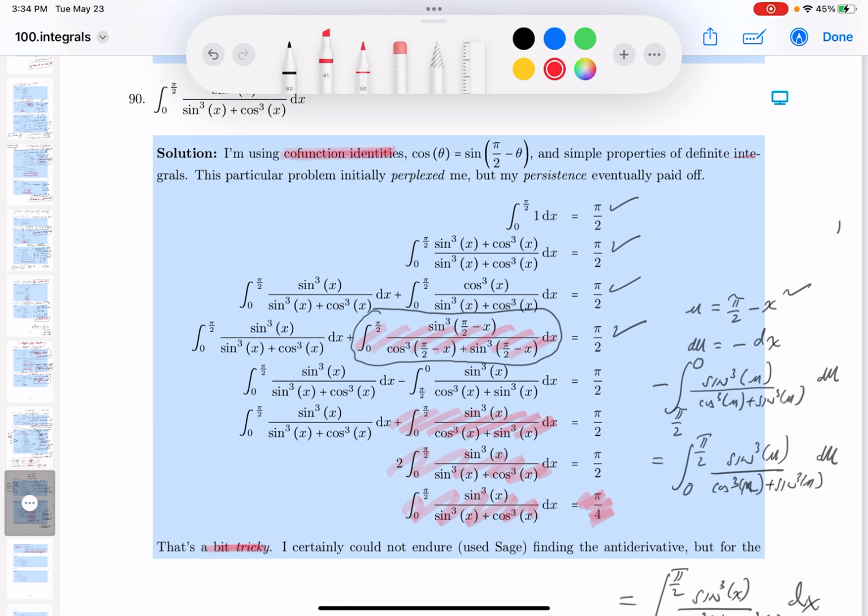Now, if you go back to watching Black Pen, Red Pen, I really can't recall exactly what he did, but he said this was sort of like a problem that pops up a lot, and you should just recognize it. I'll be honest with you, I don't think I would recognize it. If I've seen it before, I just don't think I'd recognize it again and again. Having a co-function identity behind you and some persistence does pay off, though.